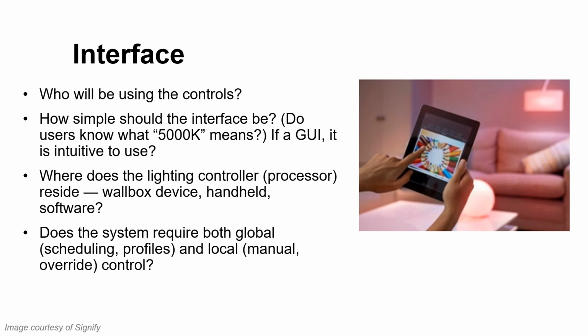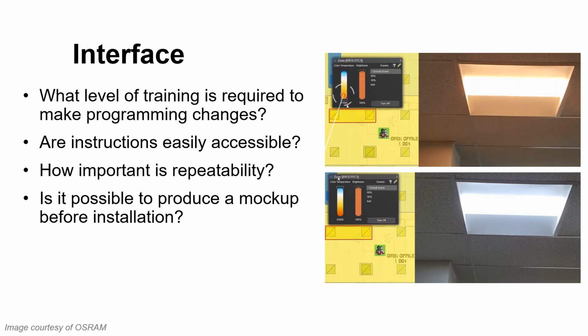Does the system require local control only? Or is global control also required? What level of training is required to make programming changes? Are the instructions easy to find if the user forgets how to program the desired colors? How important is it that color performance be maintained over time and matched by another source? Is it possible to test a proposed solution in a mock-up before installation?